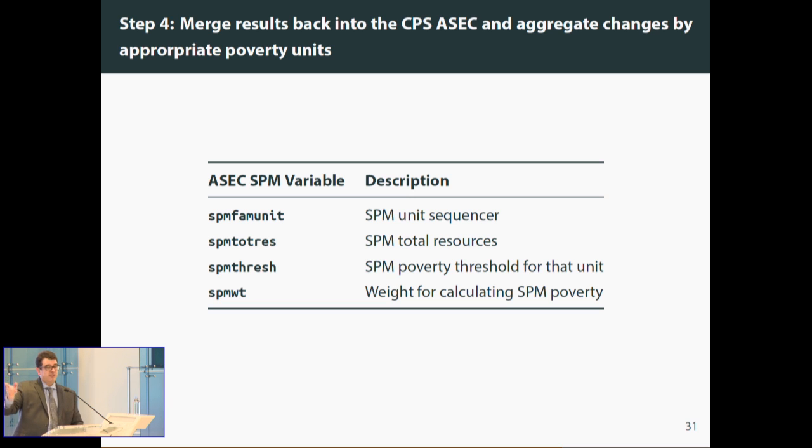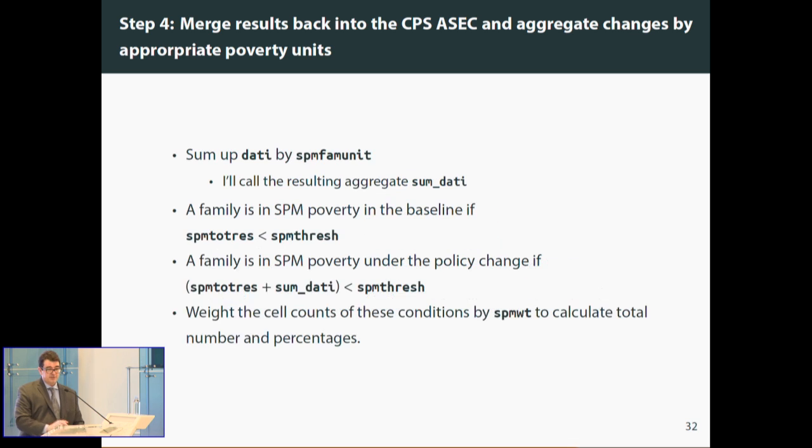SPM total resources, that's the income measure under SPM for every record. So that's what we're going to add our policy change to. SPM threshold is the SPM poverty threshold for that particular SPM unit in the CPS ASEC. And then SPM weight is just the weight that's used for weighting all of the different records in the CPS for the purposes of SPM poverty analysis. So I think this just basically describes what I just described.